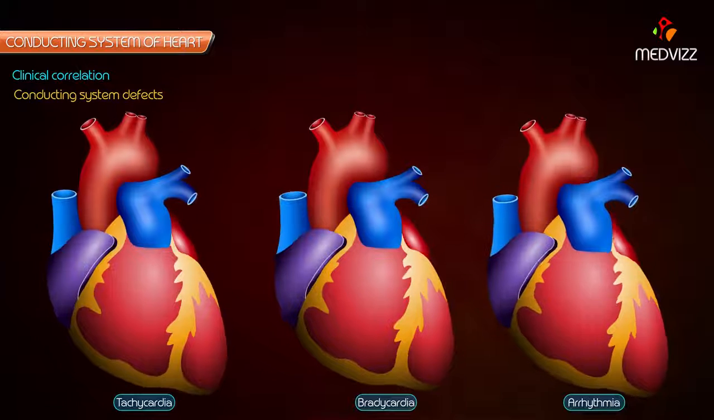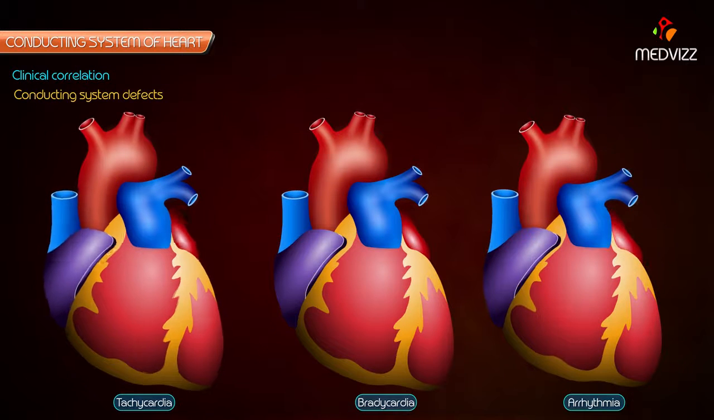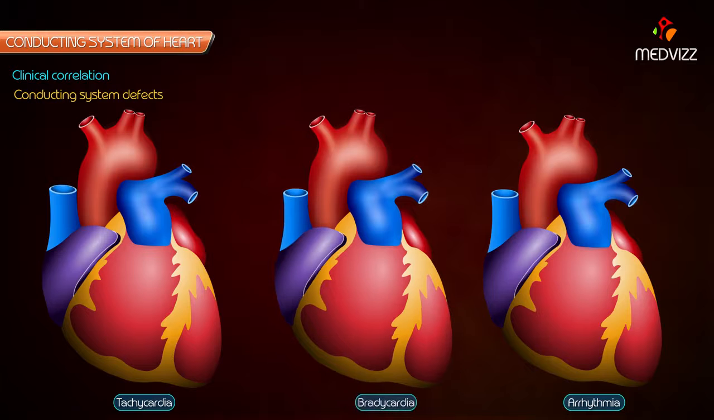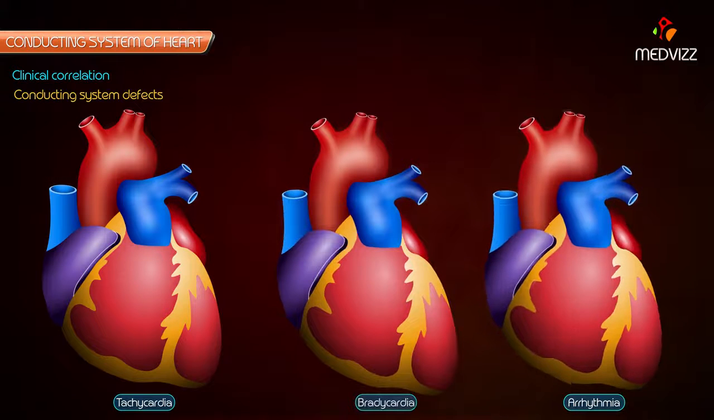An important point to be noted here is that rapid pulse is called tachycardia. The slow pulse is called bradycardia, whereas irregular pulse is called arrhythmia.